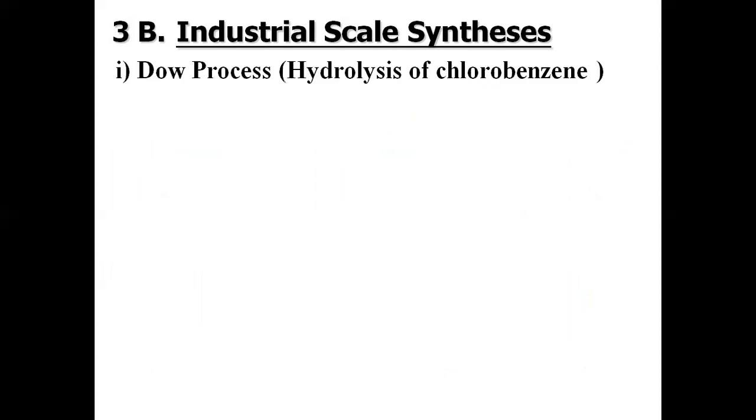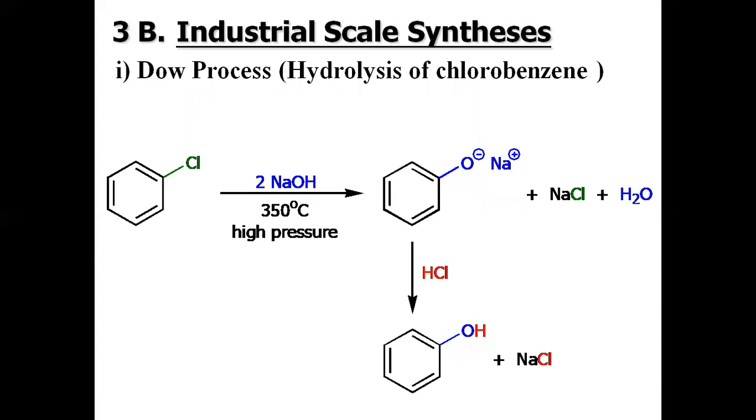We can also synthesize phenol at very large scale, or we can say at industrial scale. In industrial scale, the first process which is very famous is known as the Dow process. It is basically the hydrolysis of chlorobenzene. Now see here, in this chlorobenzene, in the first step, it is treated with a very strong base, sodium hydroxide, at very high temperature and at very high pressure.